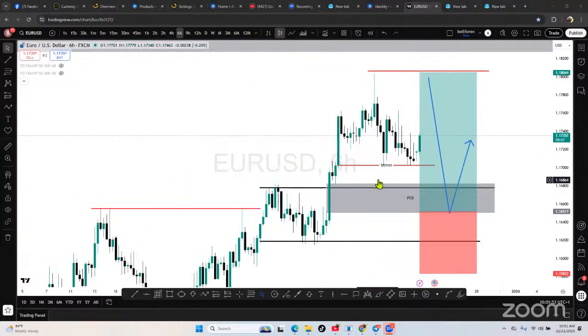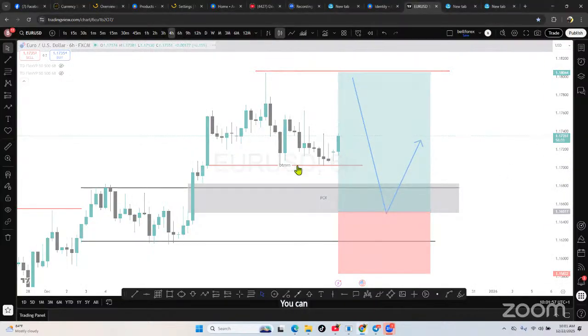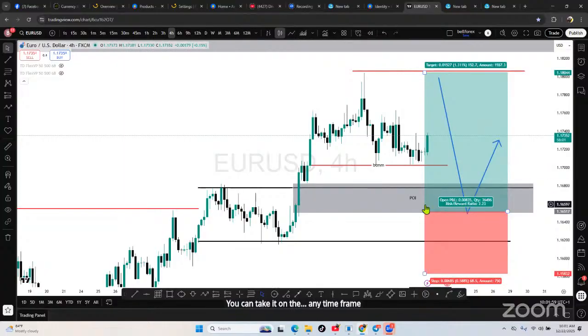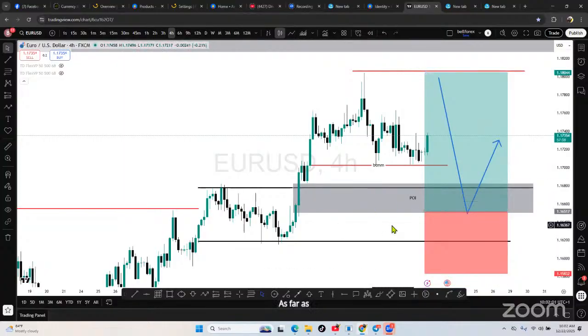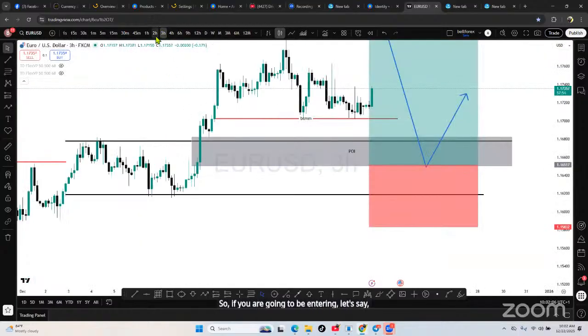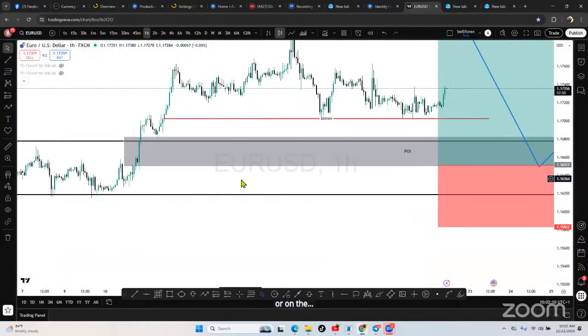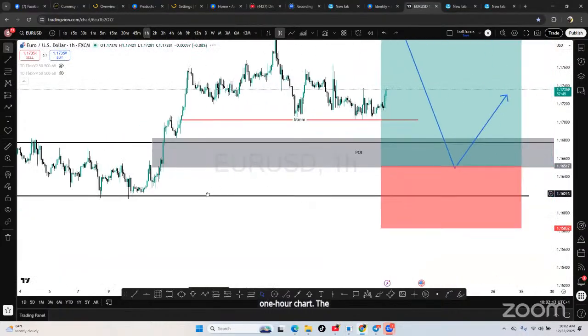Okay, somebody is asking where he can take the buy. You can take it on any time frame, as far as the price does not change. So if you are going to be entering, let's say, on the 4 hours chart or on the 1 hour chart, the entry price does not really change.